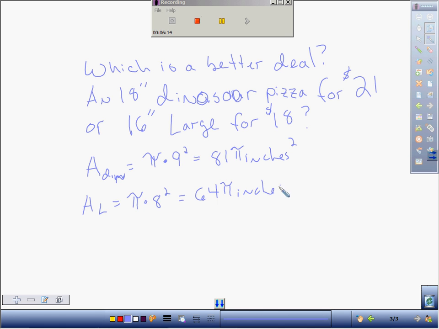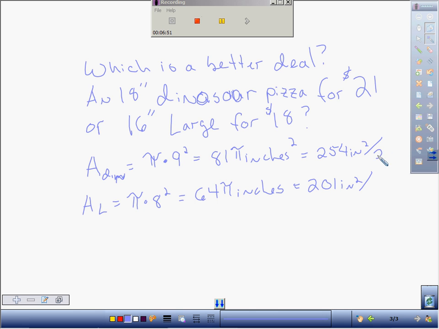Now, if I take those two numbers and multiply them by pi, does anyone have a calculator handy where you can actually do that for me rather than me bringing it up? What do you get there? 81 pi. That's about 254 inches squared. What's 64 pi? 201 inches squared.